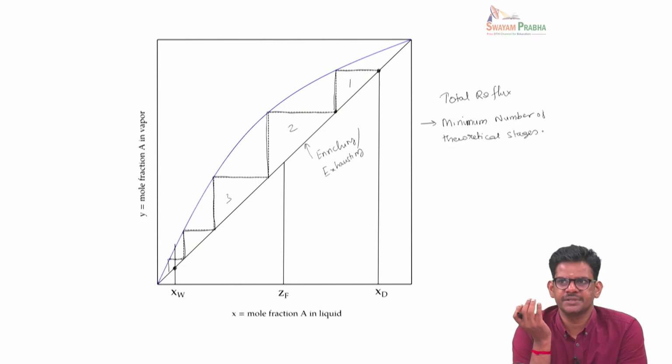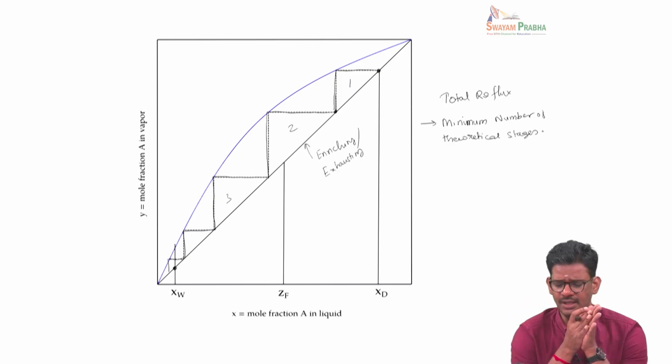So in terms of operation, what it means is that the condenser is a total condenser, so all the vapor is condensed and then the liquid condensate is sent back to the distillation column, whereas at the reboiler, all the liquid is vaporized and then sent to the column, and then the feed has to be close to zero. So that is the operational conditions for ensuring total reflux.